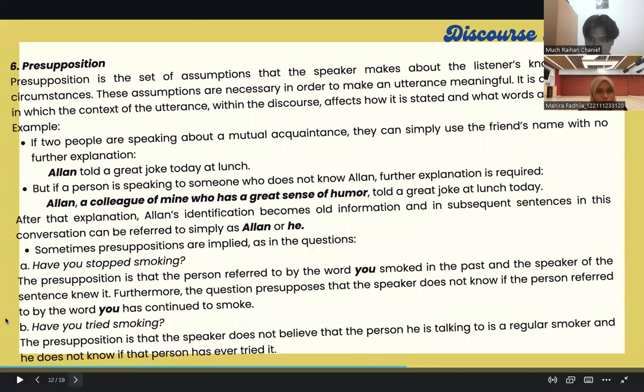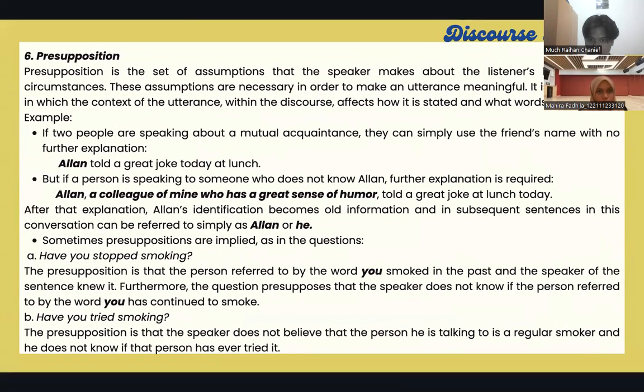And the last one is presupposition. It is the set of assumptions that the speaker makes about the listener's knowledge or circumstances. These assumptions are necessary in order to make an utterance meaningful. It is another way in which the context of the utterance within the discourse affects how it is stated and what words are chosen.